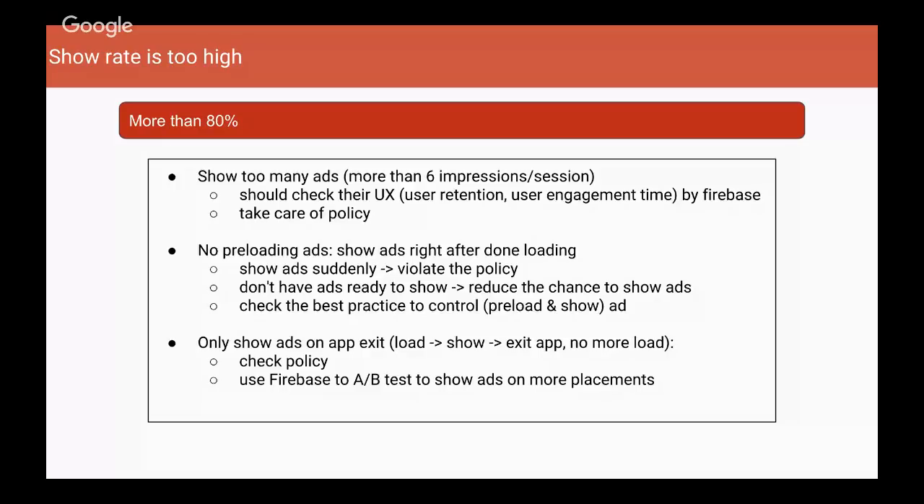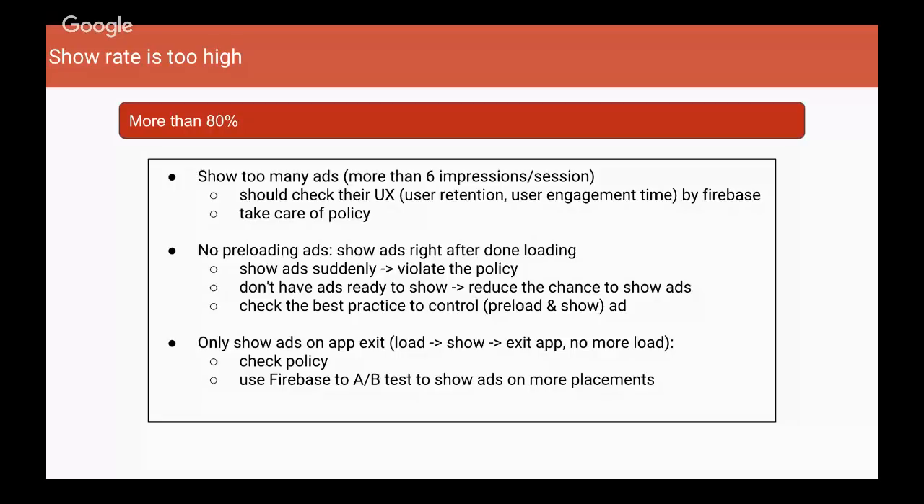The second reason that leads to a high show rate: maybe you forget to preload the ads. That means you show the ad right after you finish loading it, and it may also lead to showing ads suddenly and violating the policies. And also, if you don't preload, you may not have the ad ready to show when the right moment comes. So please check the best practice for controlling preloading and showing ads.